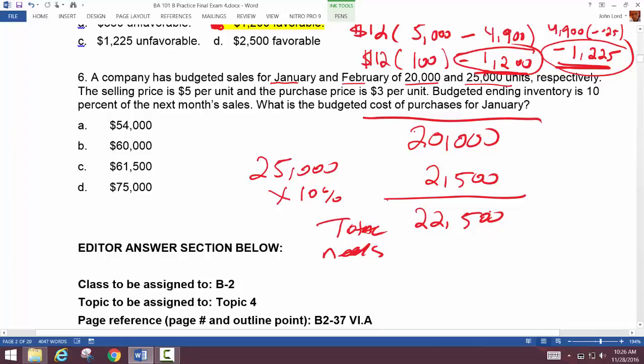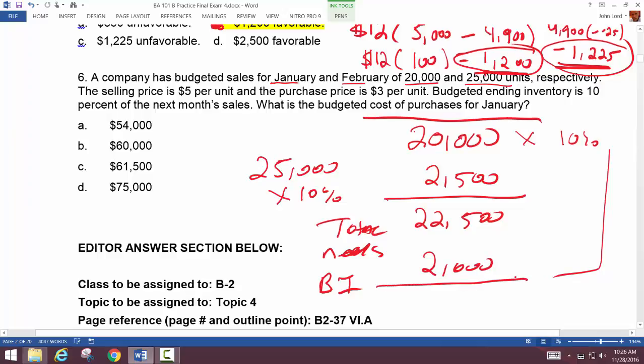Okay. But they would have started the month with beginning inventory of what they needed for January. They would have started January with 10% of that, right? So they would have started the month with beginning inventory of 2,000. So I guess they better produce 20,500. And so if they need to pay $3 per unit, that is going to give us, what is this, 61,500?